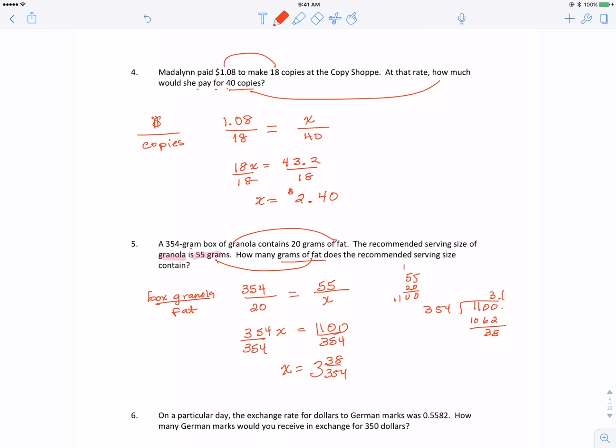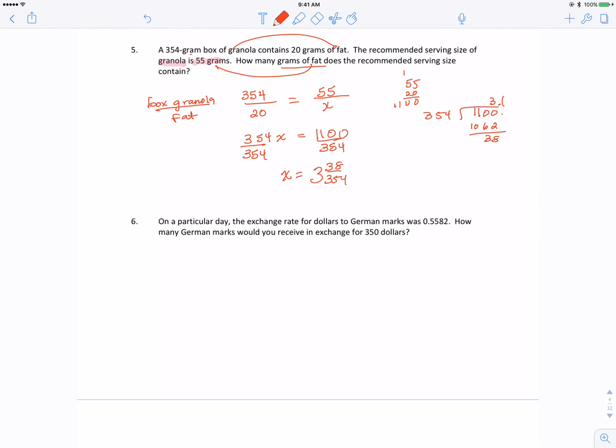Okay, and my last one. On a particular day, the exchange rate for dollars to marks, there's what I'm comparing, was $1 to 5.802 marks. I'm given 1 is to 0.5582. Notice the 1 isn't obvious in this problem. You have to read through it and understand that it's 1. The question, how many German marks? Marks is unknown for $350. And I'll cross multiply, and that's what I get.